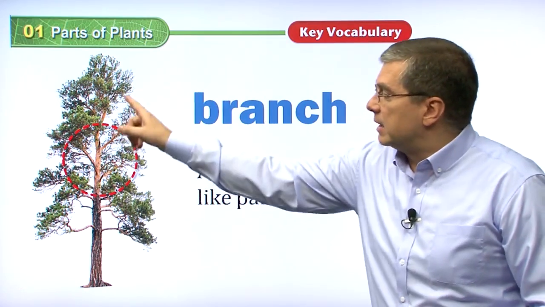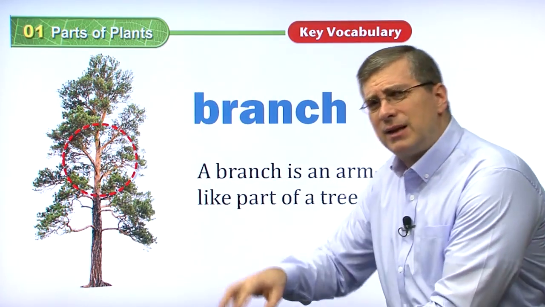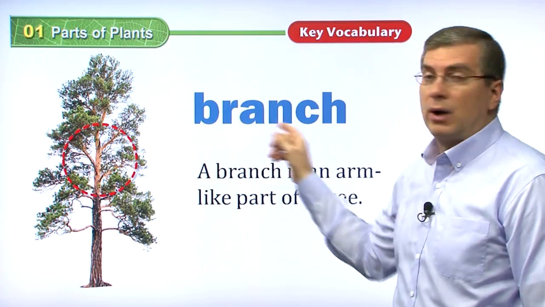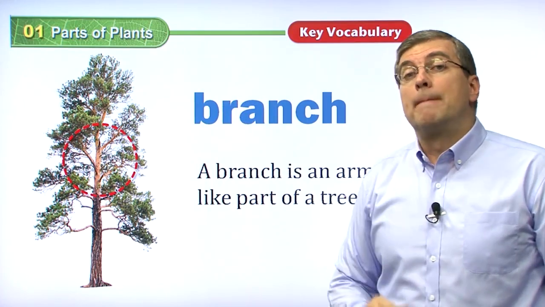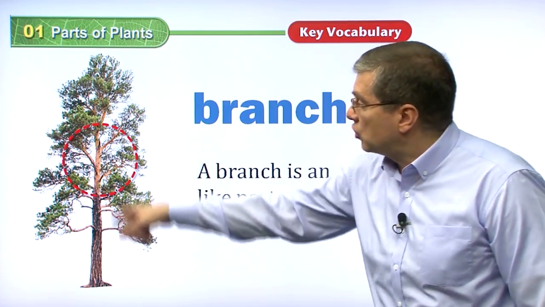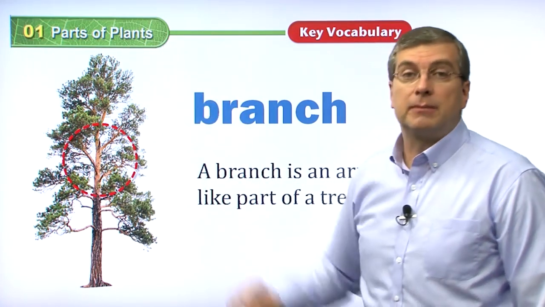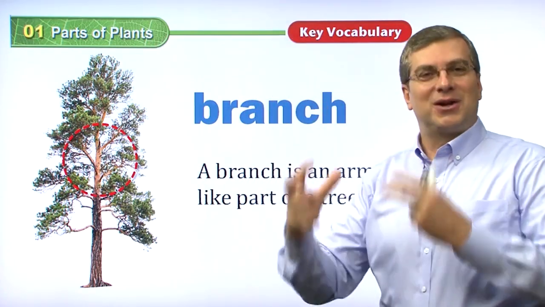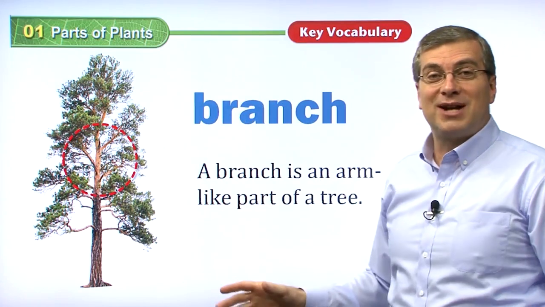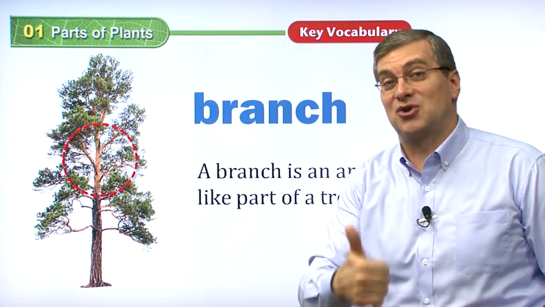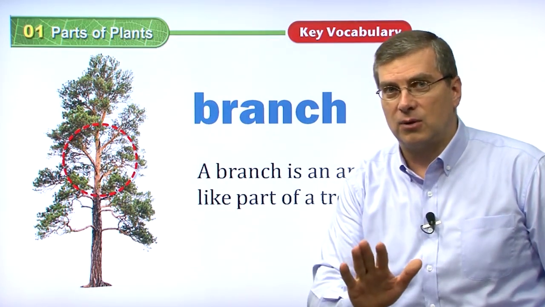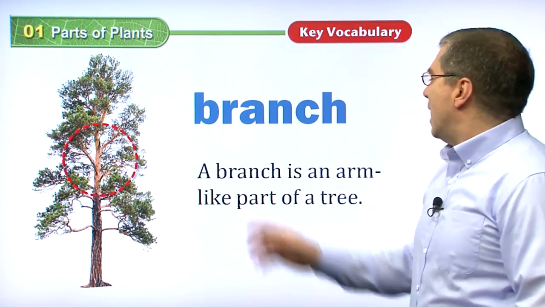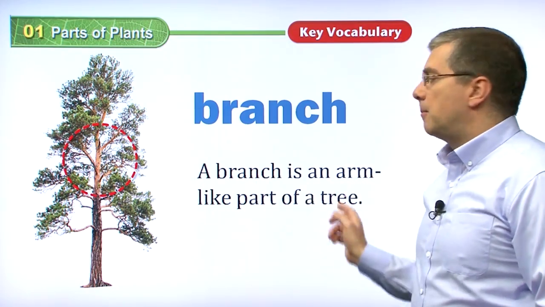Especially on trees, right? Not so much small plants, but for big trees, we can see branches. A branch. Plural, branches. A tree has many different branches, so you can climb a tree, right? When you want to climb a tree, if it has a lot of branches, it's a good climbing tree. But be careful when you climb a tree, okay? Be very careful.